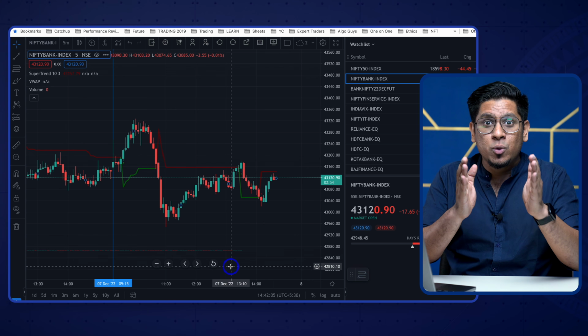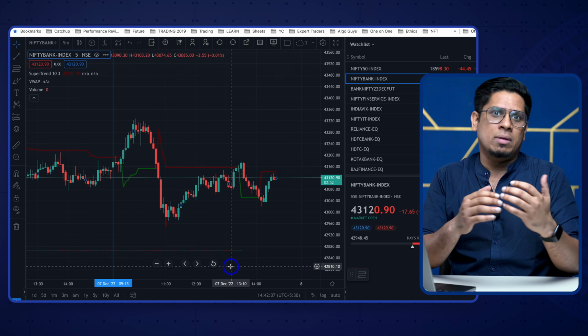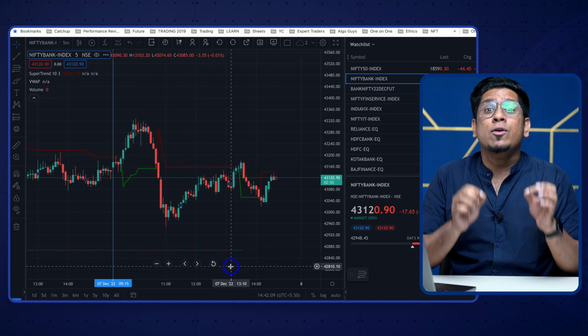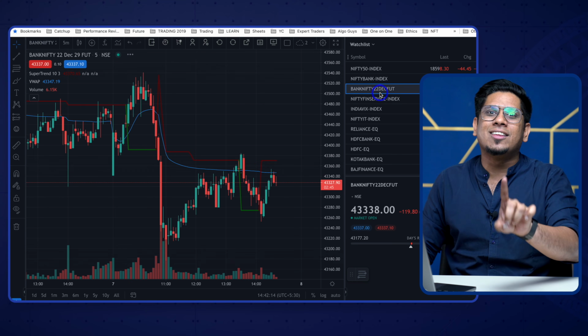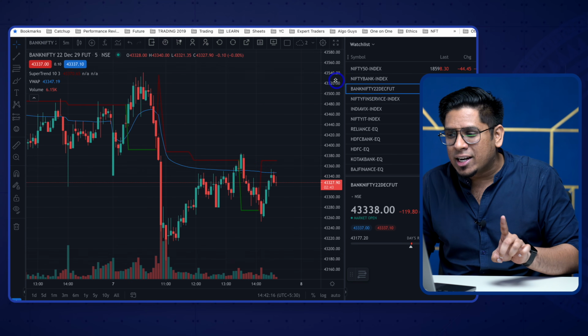So for VWAP to work, there should be volume. So maybe if you're trading on Nifty or Bank Nifty, if you want to see VWAP, you have to go to Bank Nifty or Nifty's futures chart. That's what I'm doing. Bank Nifty futures chart is what I've opened here.